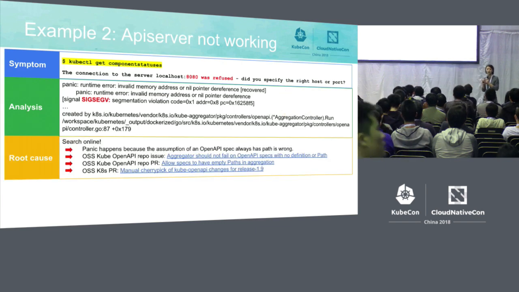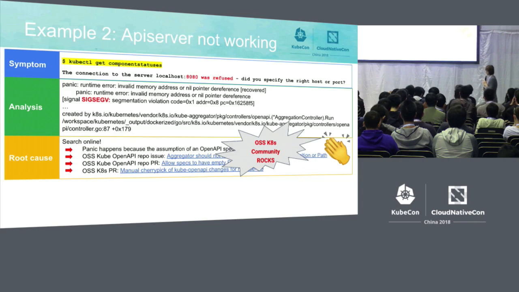And apparently, this is a known issue again. And there is an issue opened in the kube-openapi repo. There is a fix for it, and there is a Kubernetes fix that picks up that fix in OpenAPI. With this example, if I remember correctly, everything happened within 2-3 days. And I did a little survey before this talk. I know there are a lot of contributors. So I want to say that the open source Kubernetes community rocks.